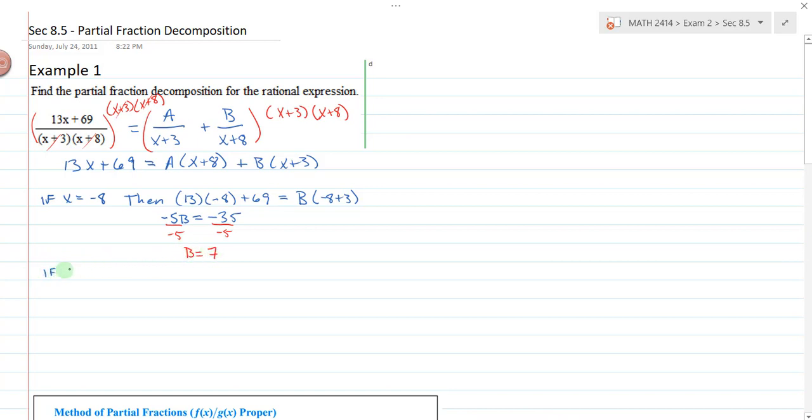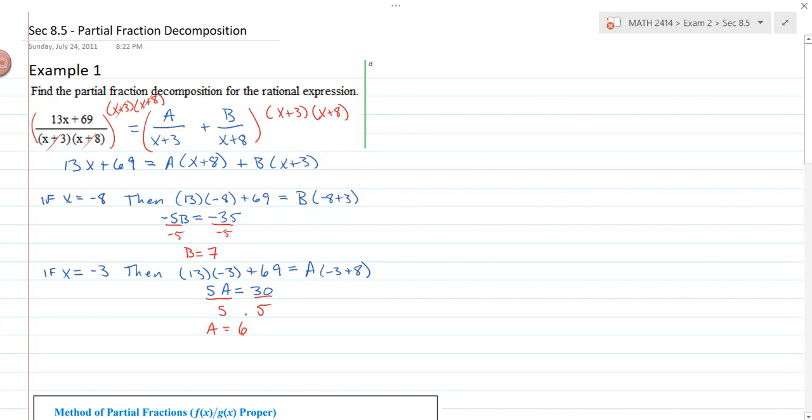Then I'm going to pick another number for x. Let's try negative 3, because that way this B term will go to 0. Then we get 13 times negative 3, we're just plugging in the negative 3 in place of x, plus 69 is equal to A times negative 3 plus 8. So that's going to be a positive 5A equals what? Plus negative 39, so that would be 30. Then we would divide both sides by 5, and that would give us A is equal to 6.